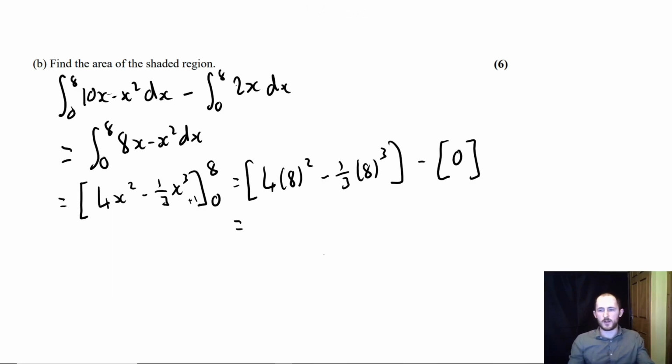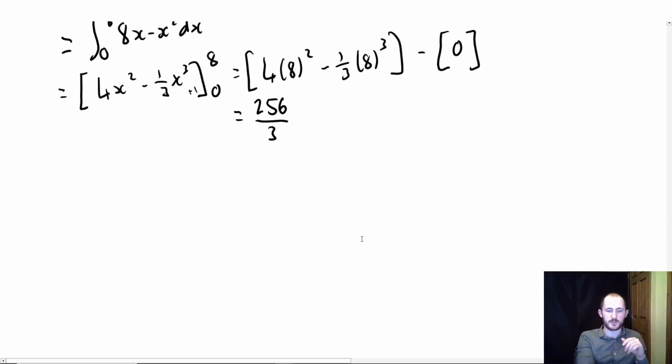I could do it in my brain, but my brain hurts. 256 over 3. And like I said, if you want, you can test it the other way. Test it both other ways if you want, and show that they're all equal to each other, just to keep that in mind. Now, you may notice that there are no more questions.